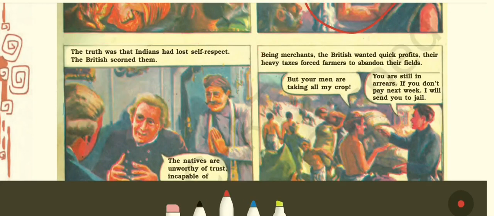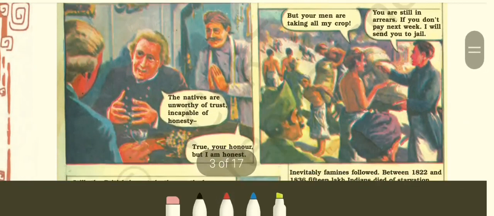Ego versus self-respect. Self-respect is very important. So the British scorned them. They would scold them and they'll take them to any level. Okay, so what does this slide say? Let's see. This man says, the natives are unworthy of trust, incapable of honesty. We cannot trust this native people, the local people.